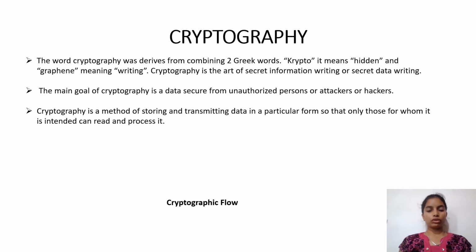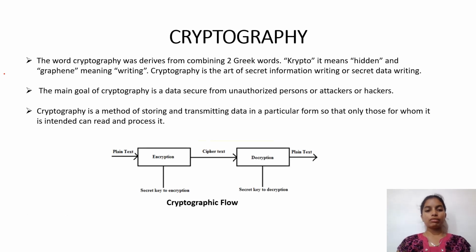The word cryptography was derived from combining two Greek words, crypto, meaning hidden, and graphein, meaning writing. So cryptography is the art of secret information writing or secret data writing. The main goal of cryptography is to keep data secure from unauthorized persons, attackers or hackers. Cryptography is a method of storing and transmitting data in a particular form so that only those for whom it is intended can read and process it.